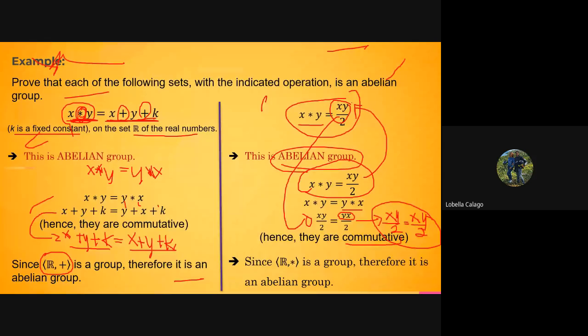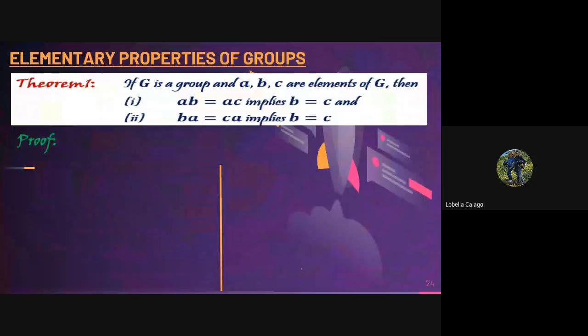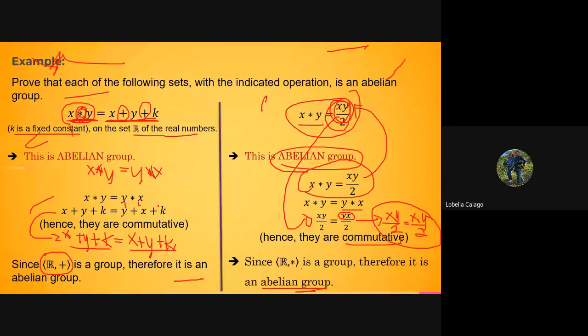We also know that for this division, multiplication xy divided by 2, parehas talaga ang kanyang answer pag i-commute natin. Therefore, this one is abelian group. So, ganyan po ang ating pag-solve sa abelian groups. Pag may mga given po tayo x times y, itong ganito.